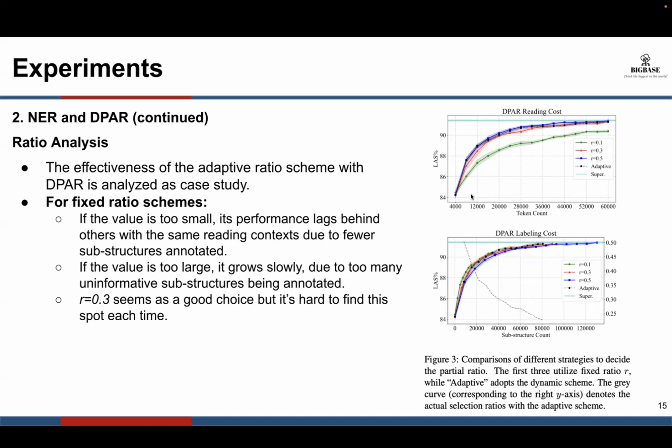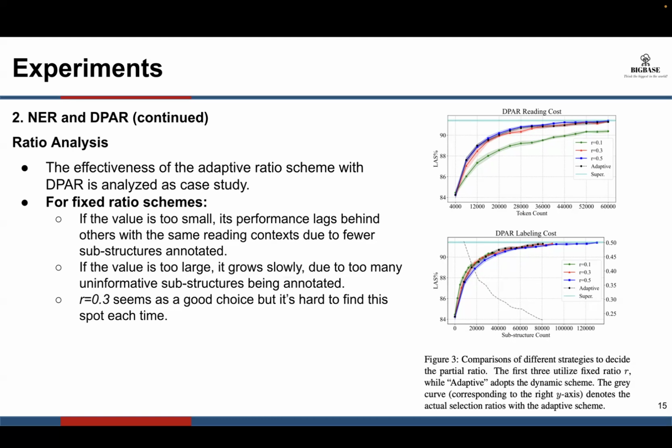And here it can be seen that if the value is too small, the performance lags behind others with the same reading context due to fewer substructures annotated. But if the value is too large, it grows slowly because too many uninformative substructures are being annotated. With these results, we see that R equals 0.3 is a good decision.